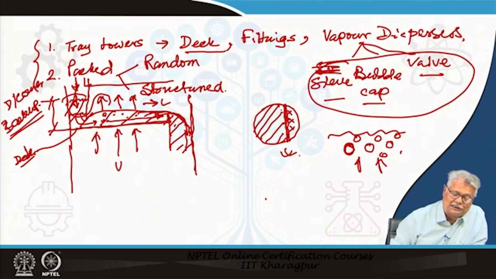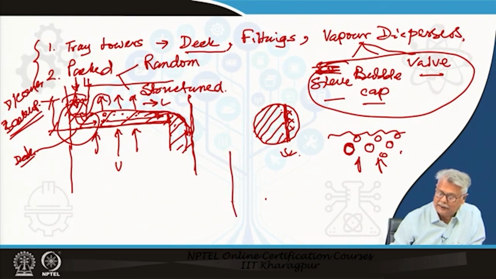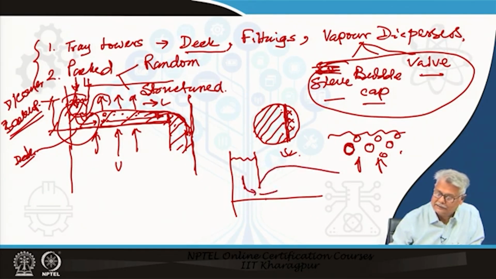Now, how to ensure the downcomer backup? If you look at this portion, it looks like this. I have my tray deck, my downcomer ends here, I have some amount of downcomer backup here, a liquid level, and the liquid comes like this, goes like this, and it flows in this direction.